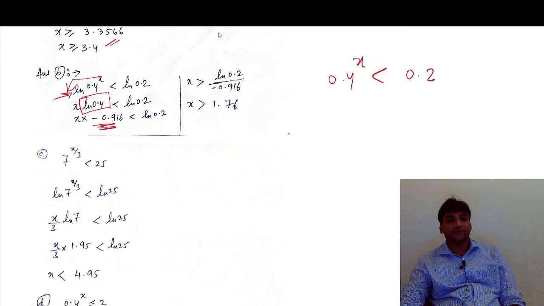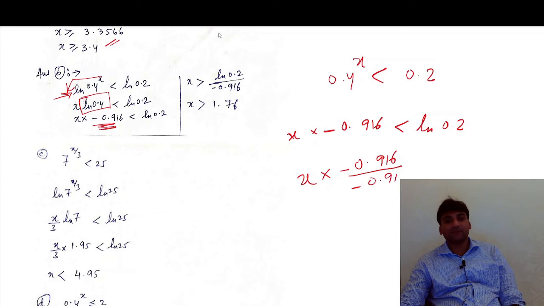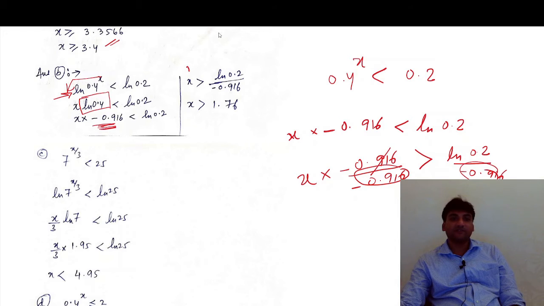So suppose we have x times minus 0.916 less than ln 0.2. I didn't find the value of ln 0.2, but we have to find x, so we have to divide by this 0.916. So here I will write x times minus 0.916 over minus 0.916, and here also ln 0.2 over minus 0.916. But my dear, this time the inequality sign will change because we have divided both sides by a negative number. Okay, so when you do this calculation, this will be cancelled. You will get only x, and this is ln 0.2 over minus 0.916, and again you will use a calculator to get this answer.